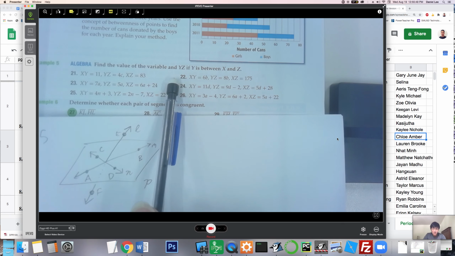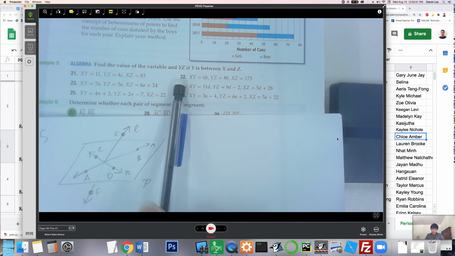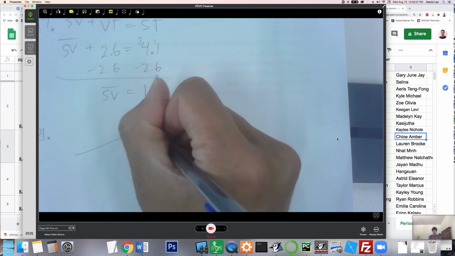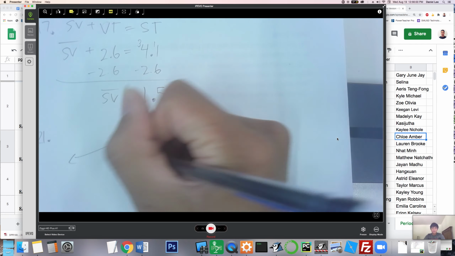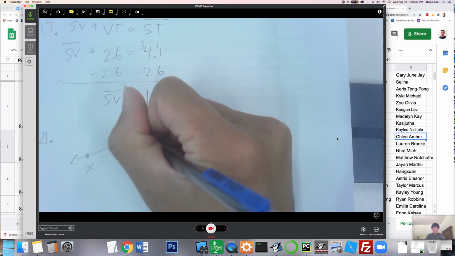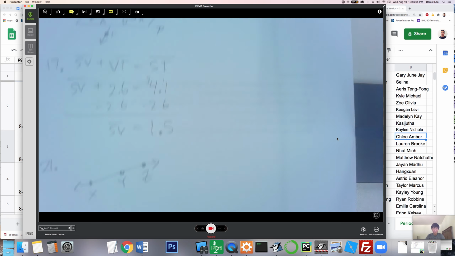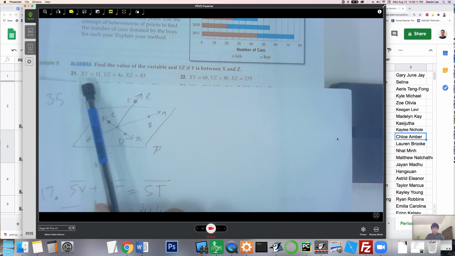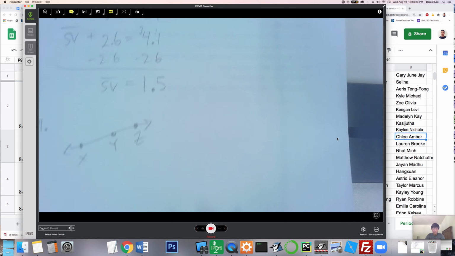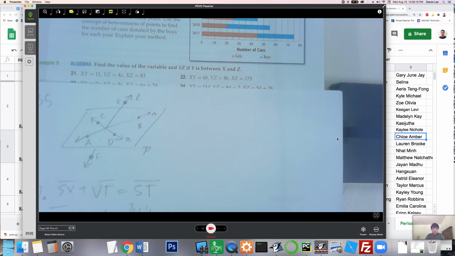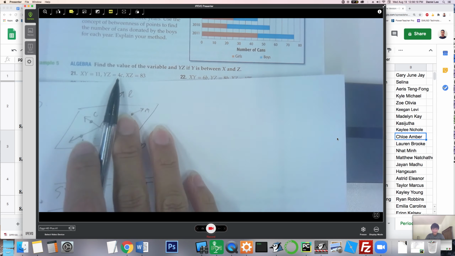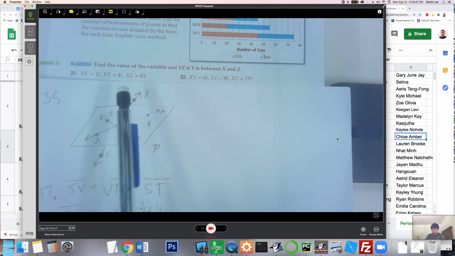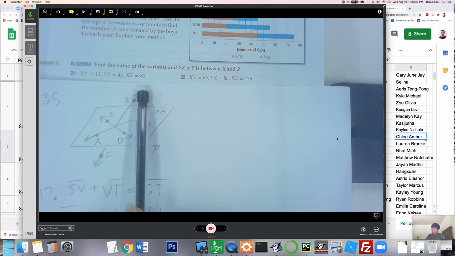So what's the value of the variable and YZ if Y is between X and Z? So I'm going to go ahead and draw this right here. Y is in the center. It's between X and Z. Okay, and we have some of these values here. So for 21, XY is equal to 11. So I can go and label this guy. XY is 11. And then YZ is 4c, so YZ is 4c. And then they also give us the entire segment, so we got XZ is 83.